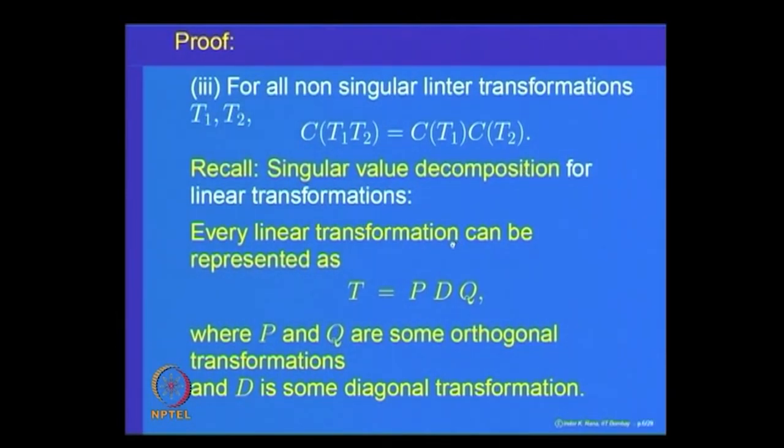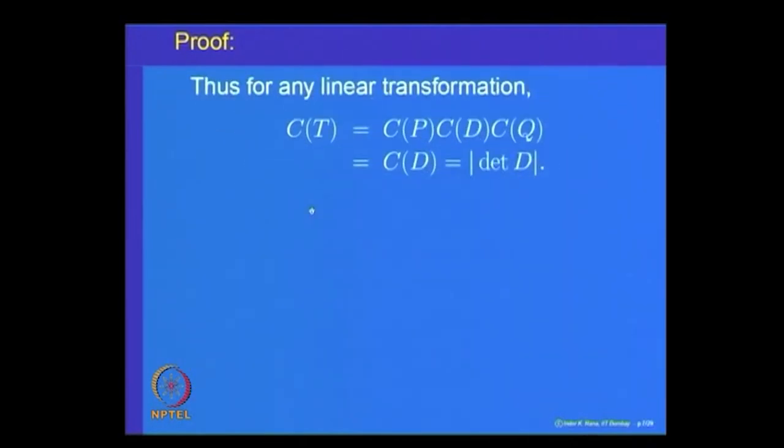Please have a look at a proof of this in case you have not come across this theorem in the textbook mentioned. Once we know that every linear transformation T can be represented as P times D times Q, and property 3 just now stated says that the constant C of any composite is the product, we apply that property to this. We get C of T equal to C of P times D times Q, which is nothing but the product. So, C of T will be C of P into C of D into C of Q. So, the constant for any linear transformation T is equal to the constant for some orthogonal transformation P times the constant for a diagonal transformation D and the constant for another orthogonal transformation Q.